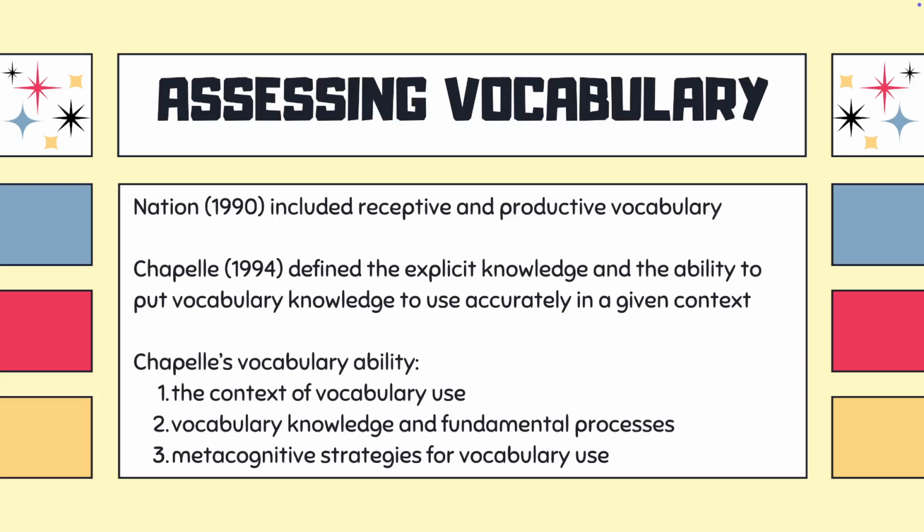Okay, now Nation, many years ago, defined vocabulary into two groups. We have the receptive and the productive vocabulary. So when we're assessing, is it just enough that they can understand it by looking at it, or do they have to produce it? And then Chapelle defined explicit knowledge and the ability to put vocabulary knowledge to use accurately in a given context. So Chapelle has some abilities here. The context of vocabulary use, vocabulary knowledge and fundamental processes, metacognitive strategies for vocabulary use.